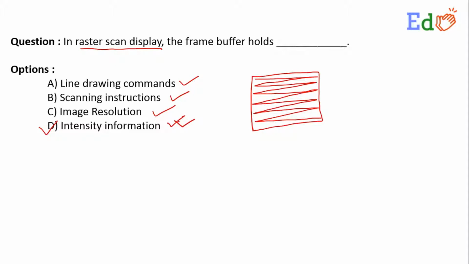Picture definition is stored in memory area called the refresh buffer or frame buffer, and this memory area holds a set of intensity values for all the screen points and pixels. So we will be going for the option number D, and that is the intensity information.